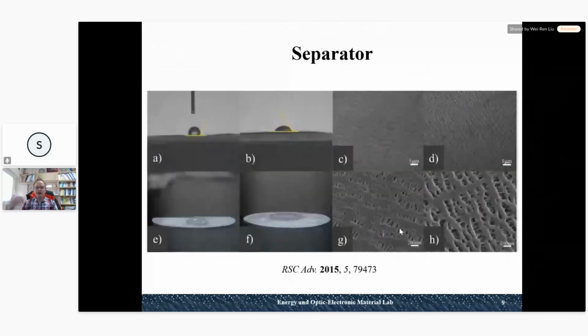Also, another paper that tried to use the plasma treatment on the separator. So as you can see, without a plasma surface treatment, the surface is hydrophobic. But after the plasma treatment, the surface becomes hydrophilic. So it's good for the liquid electrolyte wetting on the surface. So it will be good for the lithium diffusion during the charge and discharge process.